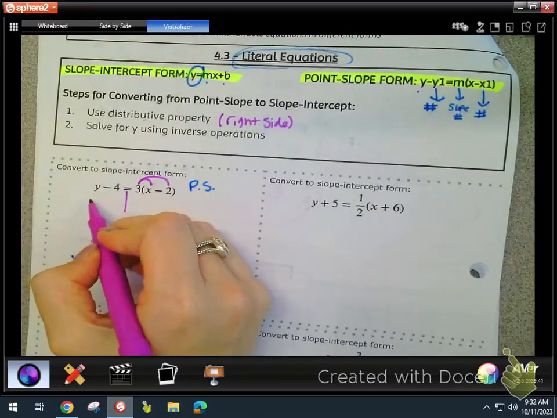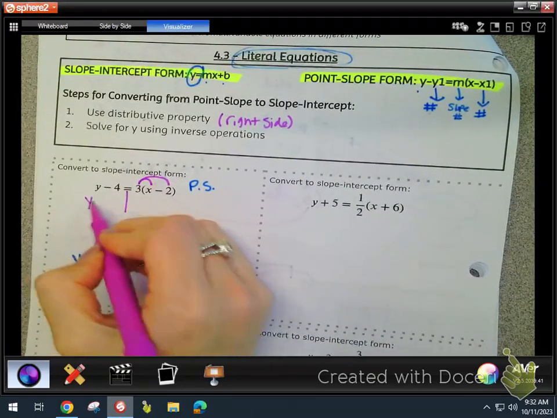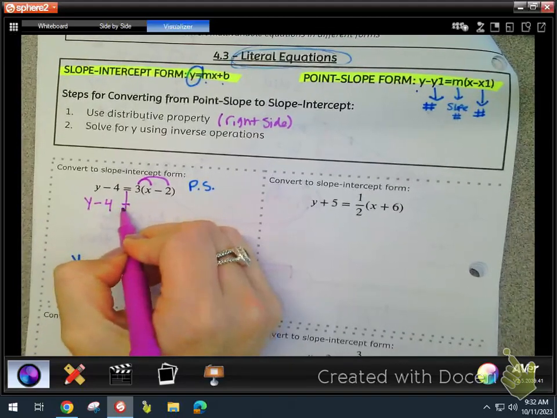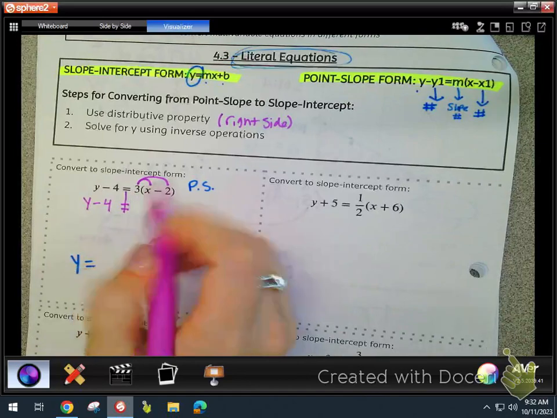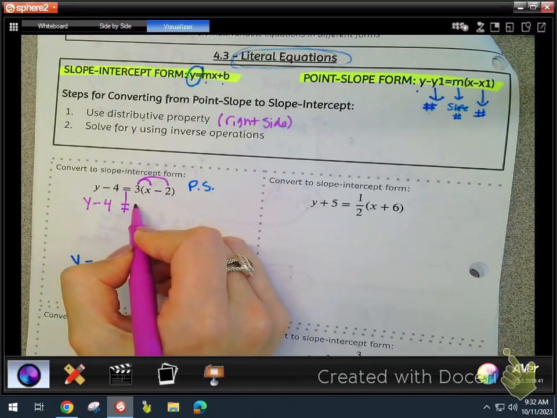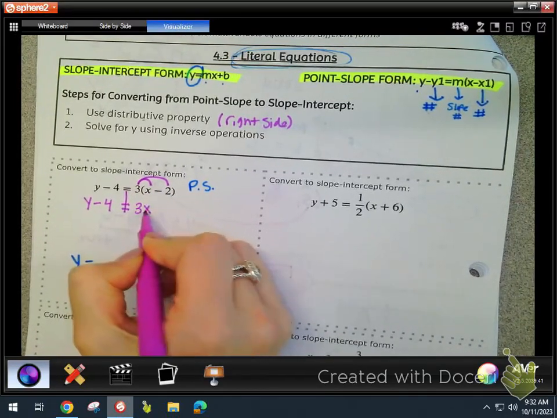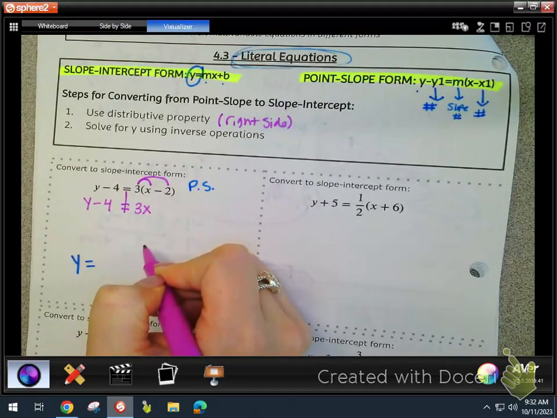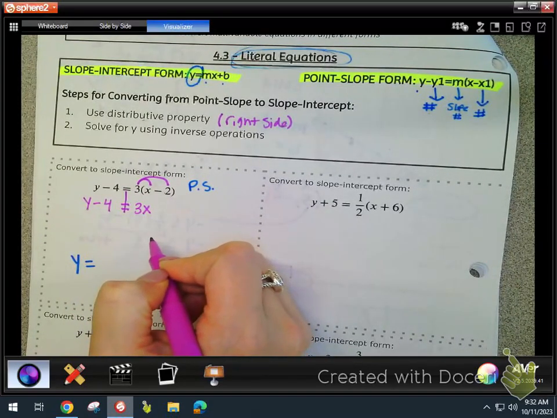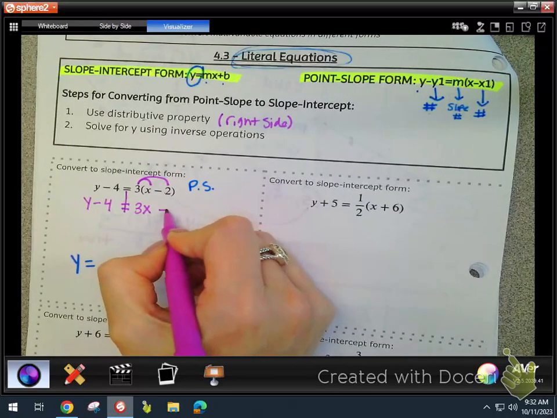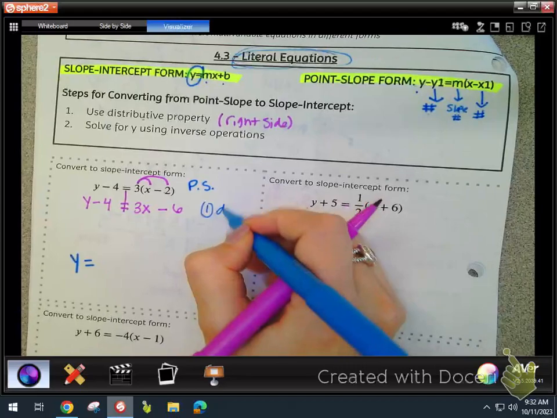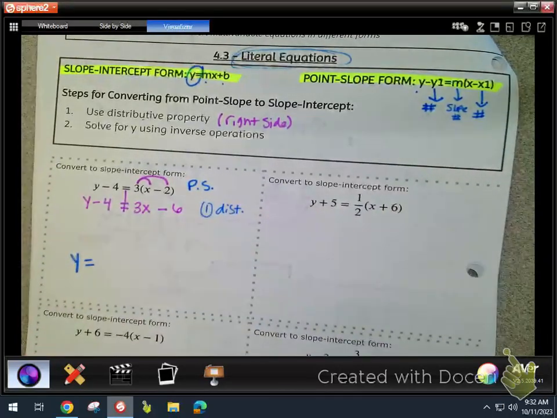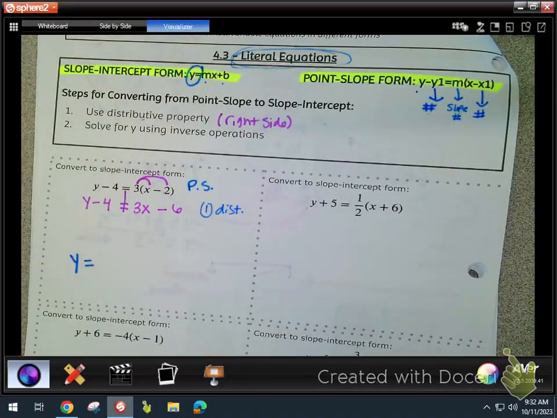Now, on the left-hand side, I'm just going to drop it down. I'm going to keep this y minus 4 for a minute. I'll deal with that later. That's step 2. Are you with me? 3 times x. 3 times x. 3x. 3 times what kind of 2 can I think that is? Negative. What's 3 times negative 2? Negative 6. So that was step number 1, which was to distribute. We can do that. We've done that. Are we good? We okay with step 1?